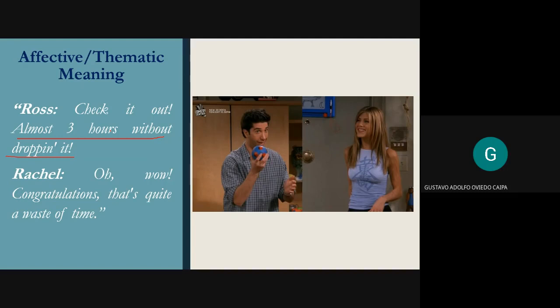So remember, affective is the way you show your emotions through language. Thematic is the way you organize your information. It has to do with syntactic constructions. Now let's move on.